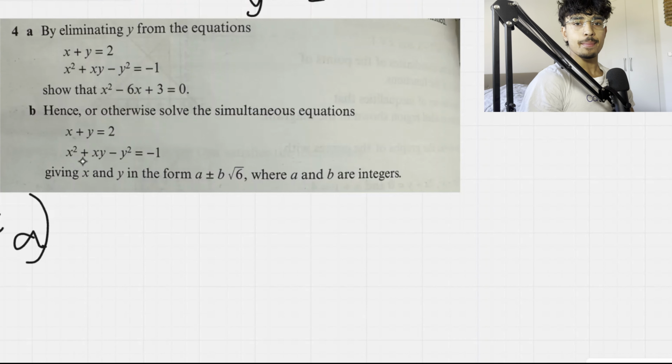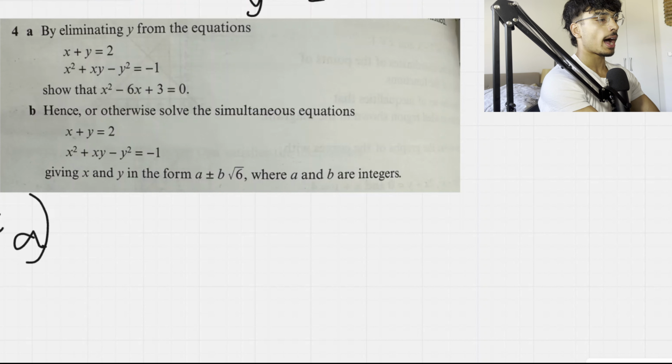Moving on. By eliminating y from the equations, x plus y is equal to 2 and x squared plus xy minus y squared is equal to negative 1, show that x squared minus 6x plus 3 is equal to 0. Okay, now it says we need to use elimination, but we don't actually have to use elimination. We need to use substitution. But we need to set y as the subject, and then we need to substitute y into the quadratic, essentially. That's what we need to do.